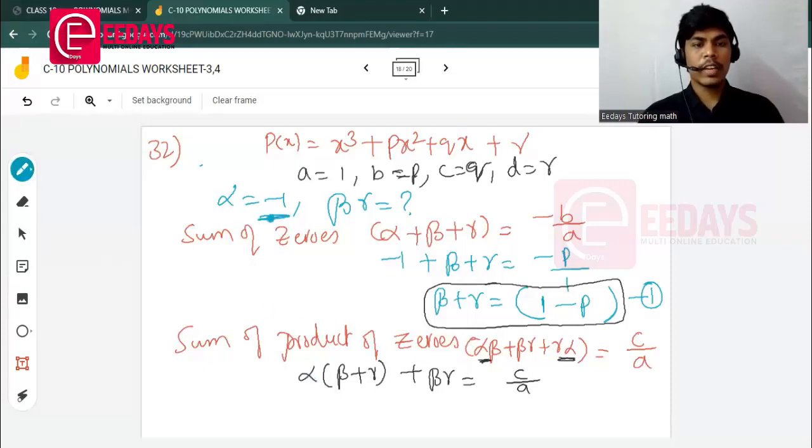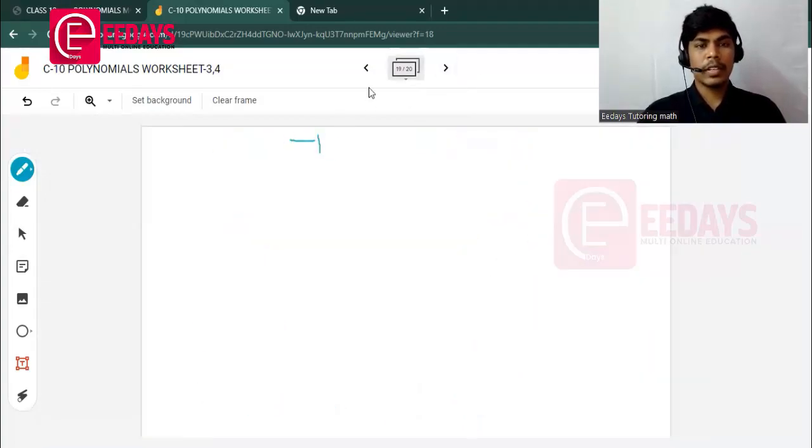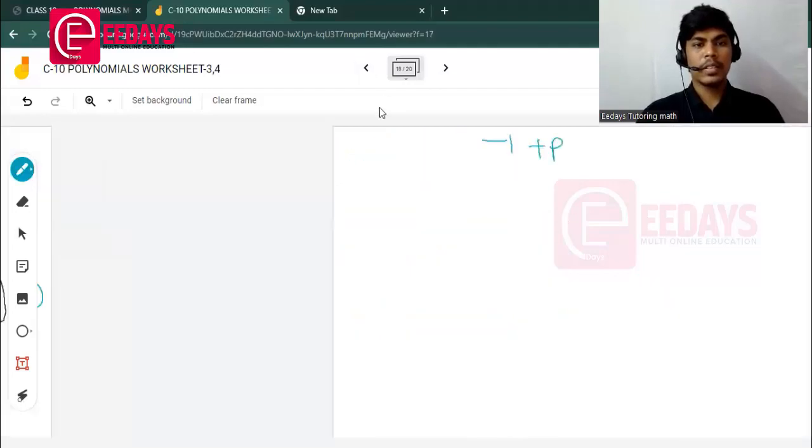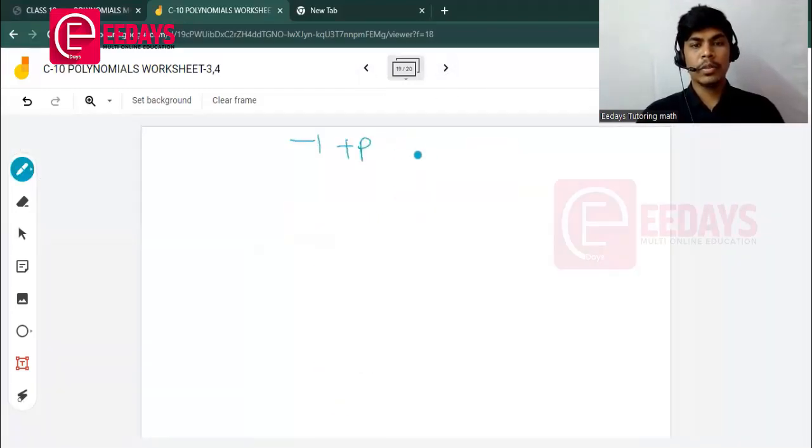So alpha, in the question they have given, is minus 1. Beta plus gamma we get as minus 1 times (1 minus p), plus beta gamma is equal to c by a, which is nothing but q by 1. Let us do it in the next step. Minus into minus is plus, minus into plus is minus. So I'm getting minus 1 plus p, plus beta gamma, is equal to q.